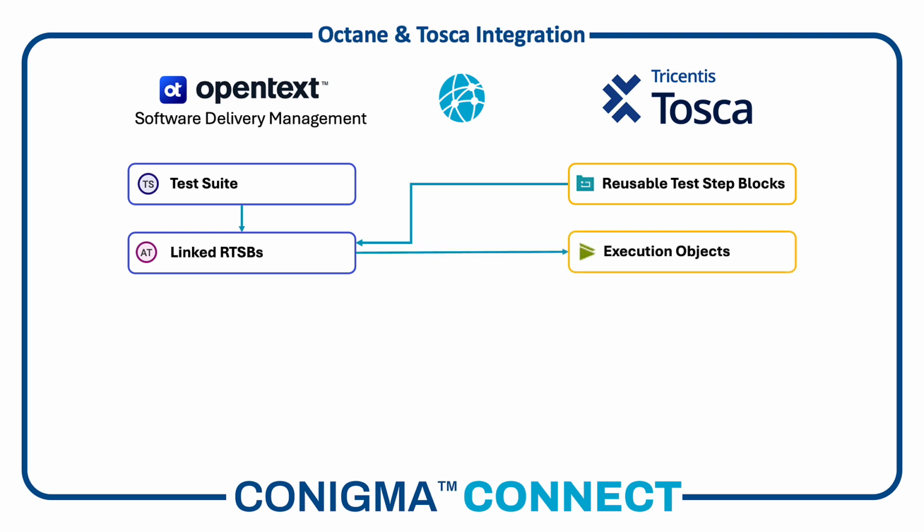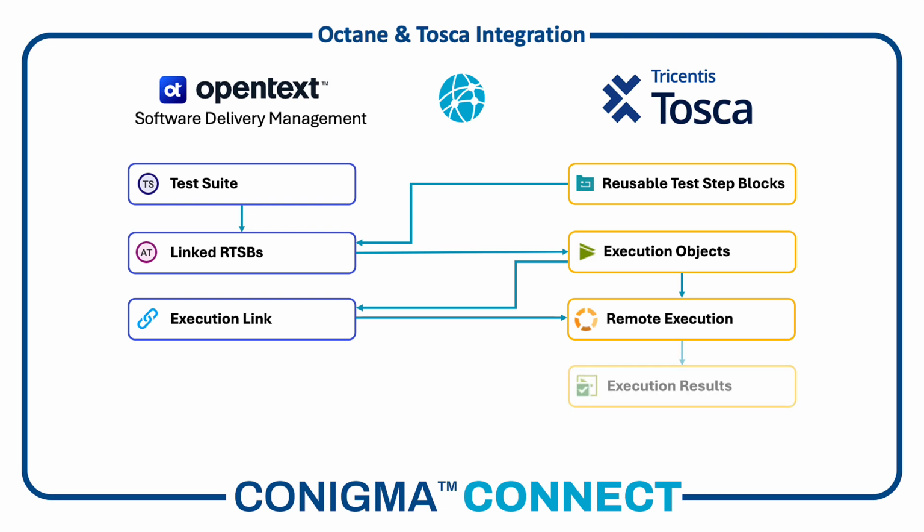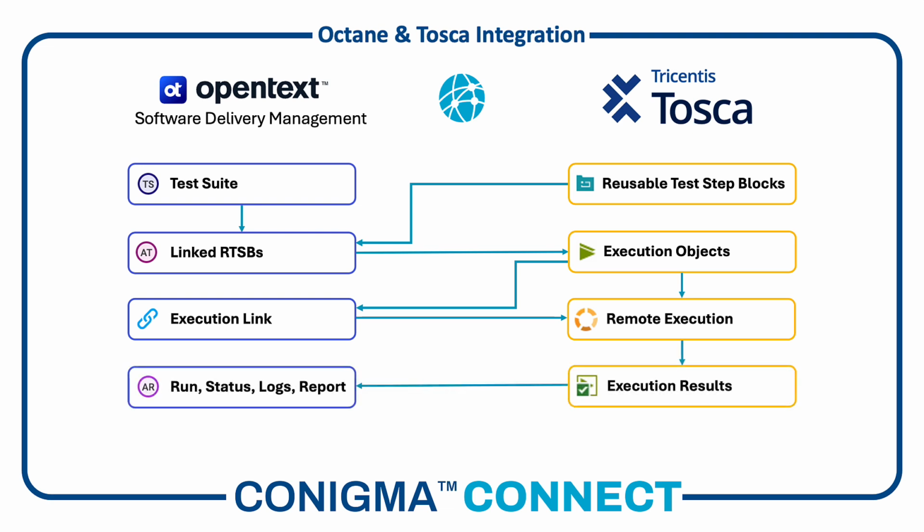The flow is now synchronized to Tosca to create the corresponding execution structure, and an execution link is added to the test suite in Octane. Through this link, the test manager can trigger remote execution in Tosca Test from Octane. The Tosca server runs the execution and creates execution results. Conigma Connect then synchronizes the execution results to Octane.